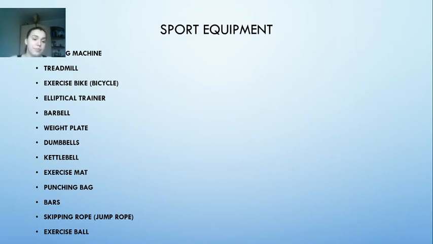But also you can meet a fitness station, that means it's like a group of machines. They are mixed in one, and there are different ones really. You can do different exercises at it.